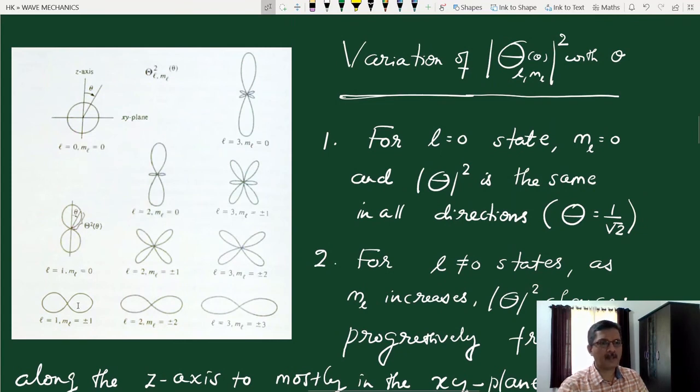Consider the cases with ML not equal to 0. Here on the first row, first column, ML plus or minus 1, the probability density is 0 along the z-axis. Here ML plus or minus 1, plus or minus 2, plus or minus 1, plus or minus 2, plus or minus 3. So for all ML non-zero cases, in the right bottom corner of this figure, we can see that the probable density is 0 along the z-axis. So for LZ to be non-zero, its probable density should be 0 along the z-axis.